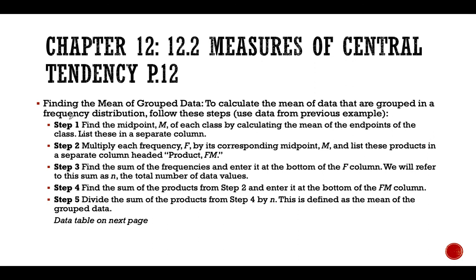So let's talk about finding the mean of grouped data. To calculate the mean of data that are grouped in a frequency distribution, these are the steps to do it. Using the previous data set, find the midpoint of each class, multiply each frequency by the midpoint, find the sum of the frequencies, find the sum of the products, and then divide the sum of the products from step 4 by n, which is the number of data points.